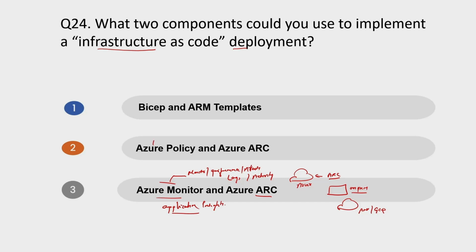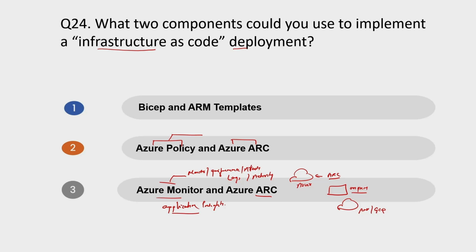Azure Policy, it's a governance and compliance tool. We can control the resources for regulatory and cost requirements. And Azure Arc, as I said, is a management tool to manage Azure Arc enabled resources.